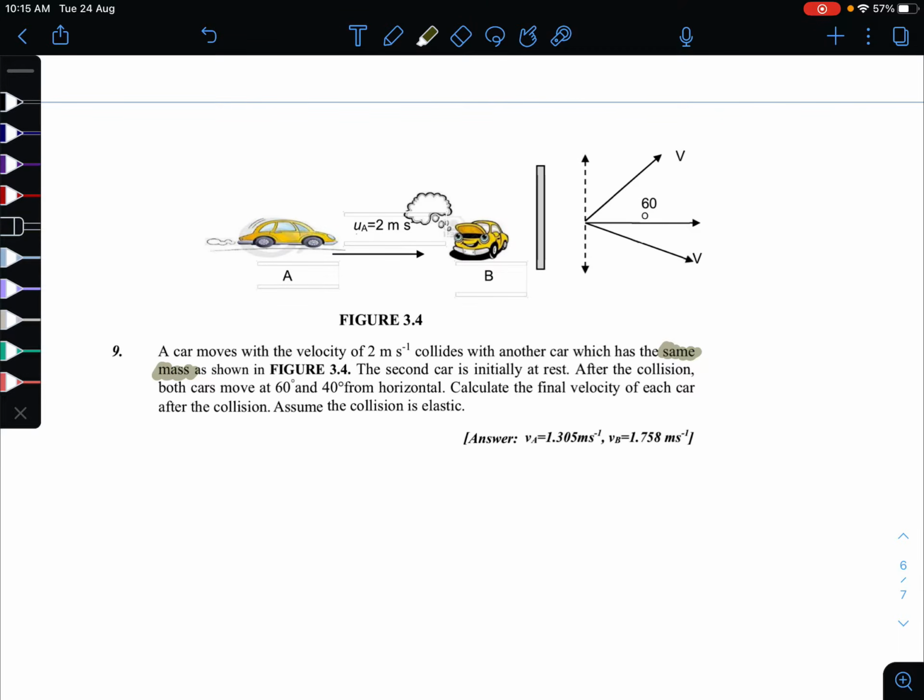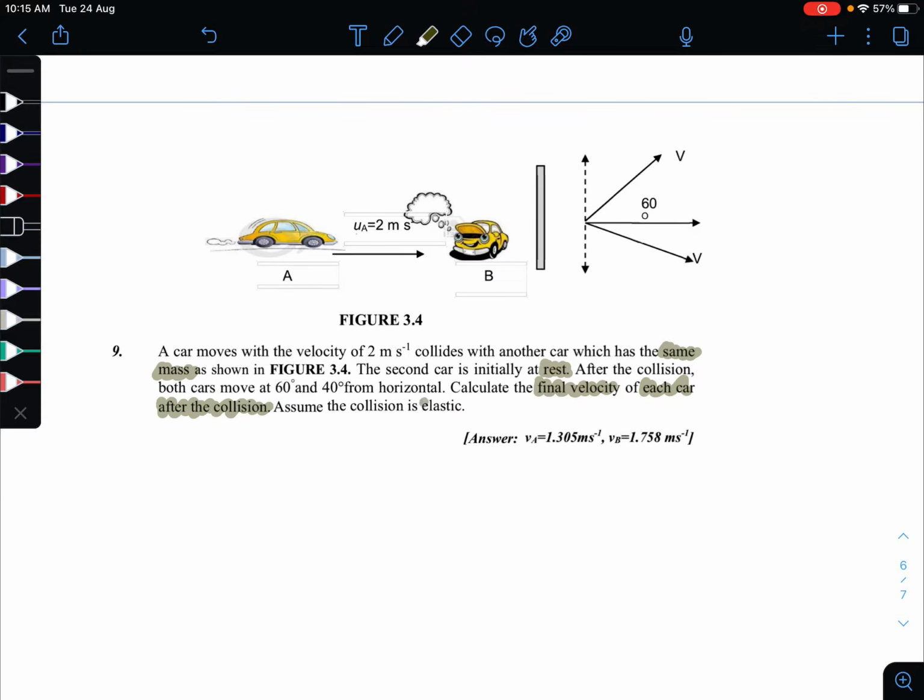As shown in figure 3.4, the second car is initially at rest, so the second car is not moving, does not have any velocity. After the collision, both cars move at 60 degree and 40 degree from horizontal. Calculate the final velocity of each car after the collision. So we want to find the final velocity of each car. Maksudnya velocity of car 1 dan juga car 2.